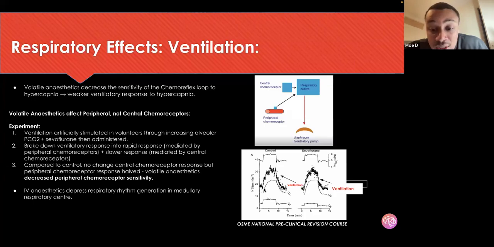And they also broke it down into a slower response, which is mediated by the central chemoreceptors, and that's labeled VC. And so if you compare control and sevoflurane, and of course this rises when you give that CO2 to the patients, you can see that there's no changes in the ventilatory response from the central chemoreceptors, but there's a halving in the response from the peripheral chemoreceptors, which suggests that volatile anesthetics are decreasing the sensitivity of peripheral chemoreceptors. And if you take that in contrast to IV anesthetics, they affect ventilation as well, but it's through depressing respiratory rhythm generation in the medullary respiratory center.